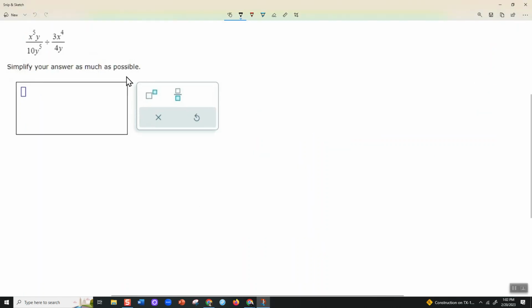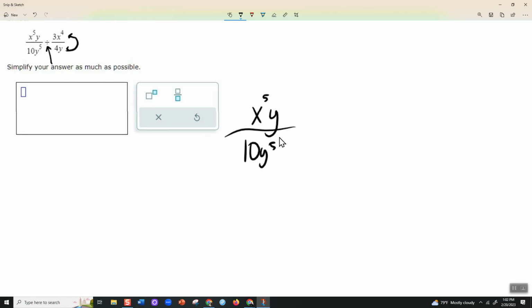Number 2. We are doing pretty much the same thing, but you can see I have the division symbol there, which means I'm going to have to flip this upside down. Always keep the first one the same, but flip the second one upside down. So let me rewrite it with the second fraction flipped. x to the 5th y over 10y to the 5th. And whenever I flip it, I'm going to actually change to multiplication. That's the rule. When you're dividing, you multiply by the reciprocal, or the flipped version of the fraction.